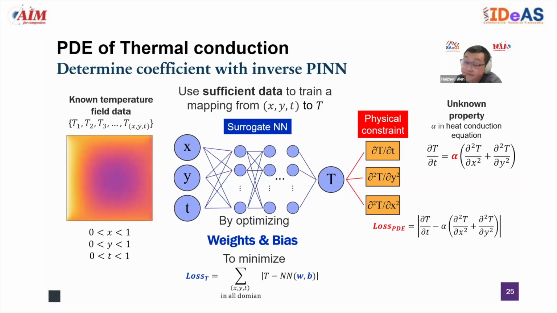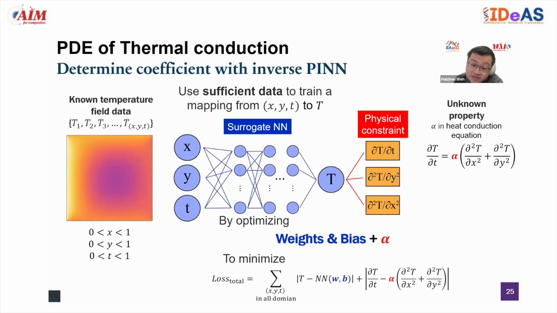So in contrast to a forward PINN, where the PDE helps the NN, in inverse PINN, the NN helps the PDE. Instead of optimizing only the weights and biases of the NN to minimize the loss, in inverse PINN, we treat those unknown coefficients in the PDE, just like the alpha over here in the heat conduction equation, as trainable parameters, just like weights and biases. And there's an algorithm to optimize them together in this training process. So this is the key difference between forward PINN and inverse PINN.